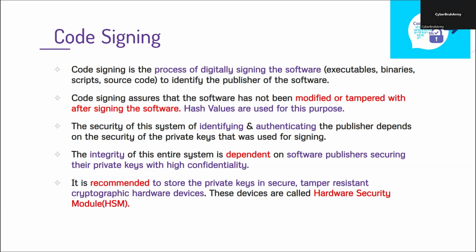The security of this system of identifying and authenticating the publisher depends on the security of the private key that was used for the signing. The integrity of the entire system depends on the software publisher securing their private key with high confidentiality. So we have to store our private key, right? We always recommend storing all private keys securely. AWS is also providing this, Azure is also providing this, so it's also available in the cloud, where we can store our private keys and secrets.